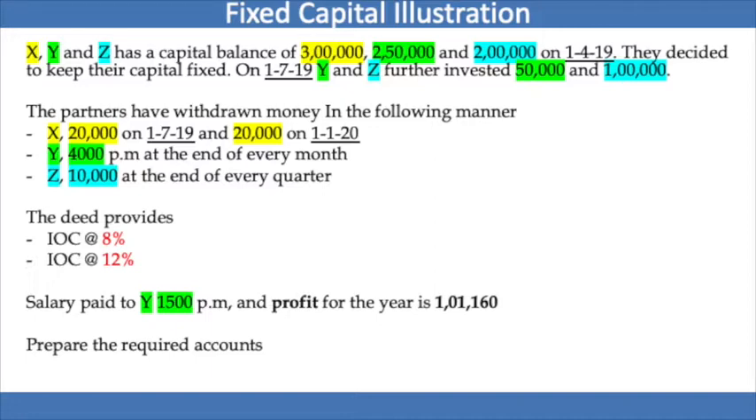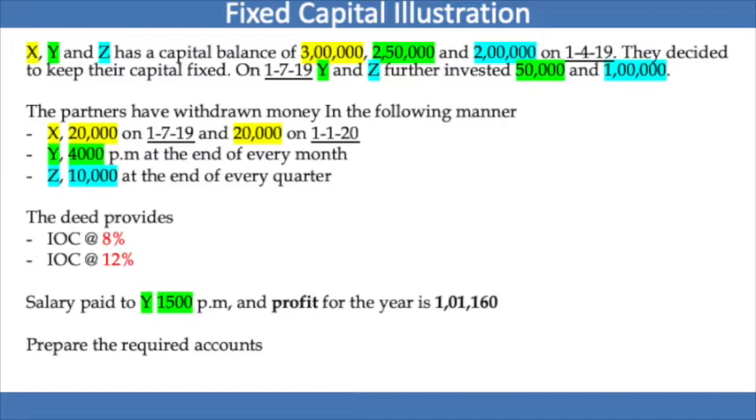Till now, we were talking about the fluctuating capital system in which we were only preparing the profit and loss appropriation account and the partner's capital account. In this sum, apart from preparing these two accounts, we also have to prepare a separate account called the current account where we'll transfer all the entries which will be done in the profit and loss appropriation account. So let us see what the question has said.